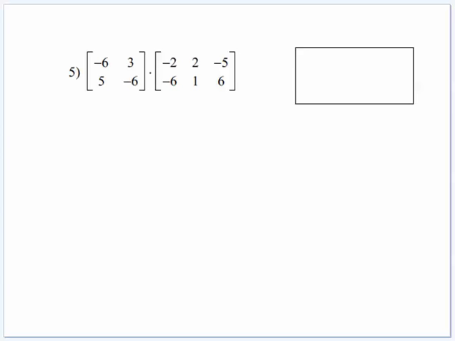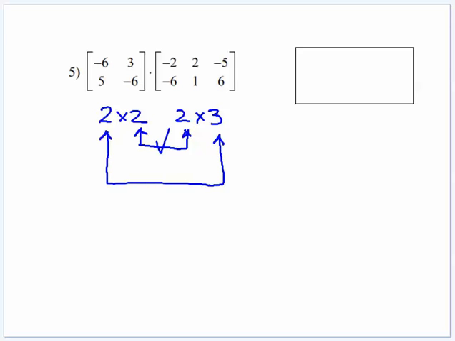So first of all, this is a 2 by 2, and this is 2 rows by 3 columns, so this is a 2 by 3. These inner numbers are the same, so we're good to go. We can go ahead and actually do the multiplication. The outer numbers here, this 2 and this 3, constitute the dimensions of our answer matrix. So we're going to end up with a 2 by 3 matrix here. Let's draw our brackets right here. We're going to have 2 rows by 3 columns, so we might as well draw our placeholders here.